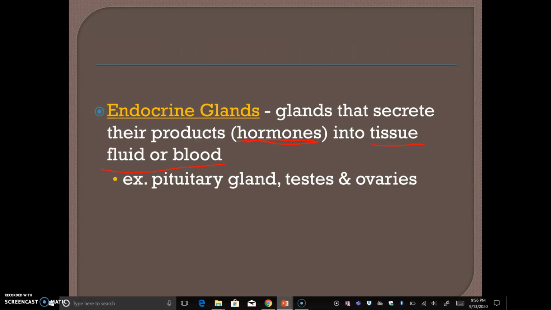So this is where we're going to stop for right now. So we talked about all the different types of epithelial tissue that we see here.